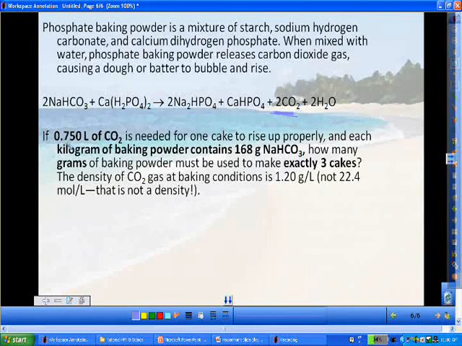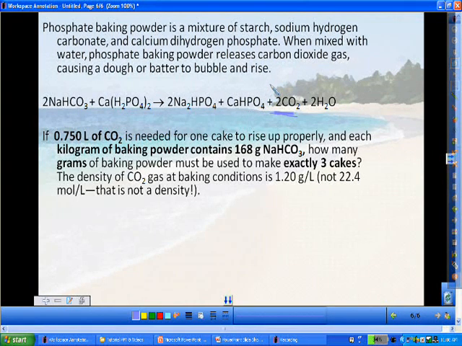Here it tells us that 0.750 liters of carbon dioxide is needed for one cake to rise up properly, and each kilogram of baking powder contains 168 grams of sodium hydrogen carbonate. How many grams of baking powder must be used to make exactly 3 cakes? The density of carbon dioxide gas at baking conditions is 1.20 grams per liter.